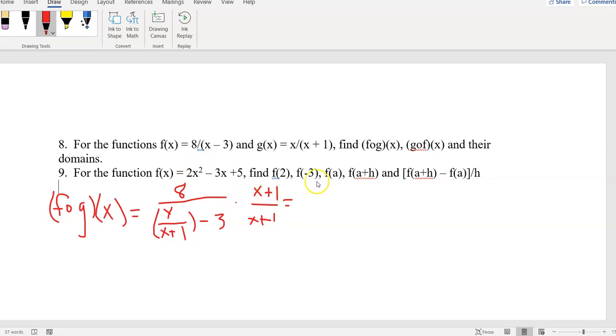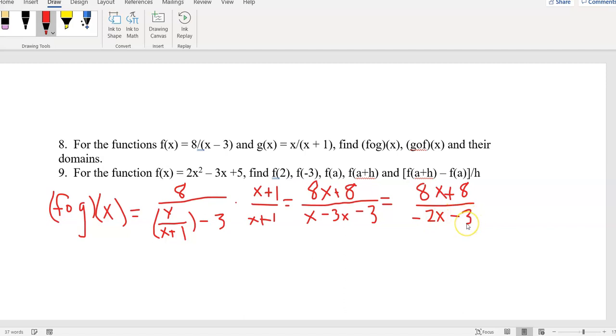So 8 times x plus 1 will be 8x plus 8. Don't forget to multiply times both terms. On the bottom, x plus 1 times the fraction. This x plus 1 will cancel with this denominator, so we'll get just the x that's on the top. Now don't forget, the minus 3 has to multiply times the x plus 1. So that's minus 3x minus 3. And now let's just add these two like terms and we'll be done with this function. So x and minus 3x is minus 2x minus 3.